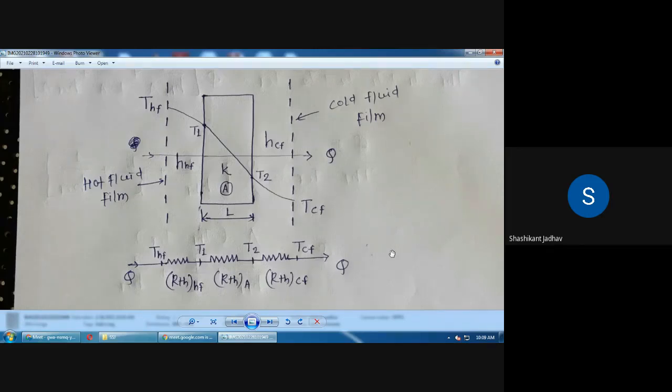So can anyone tell me what is the equation for the left hand face? Our left hand hot fluid is there. So what is the equation for that? So 1 upon HHF into area. So this is the equation for the resistance. But what is the equation for the Q for that left hand face, the left hand fluid?